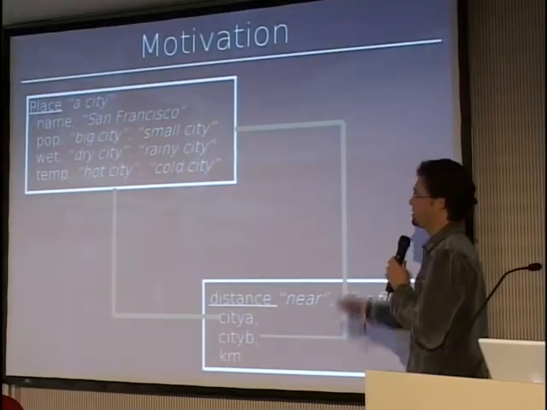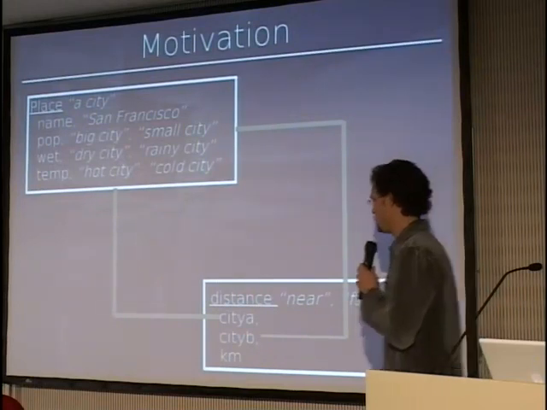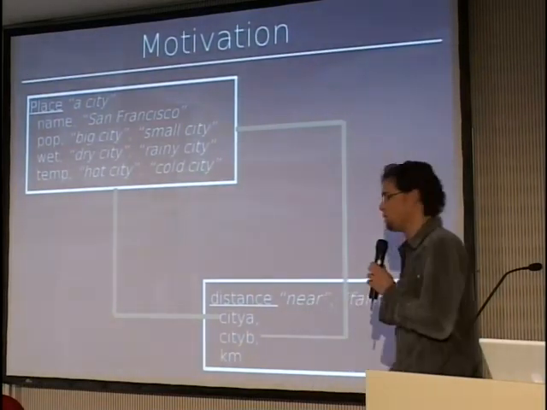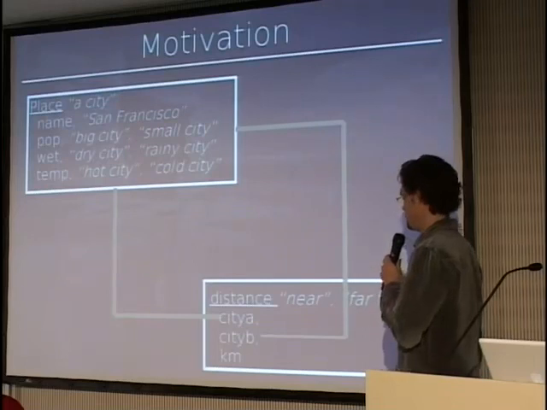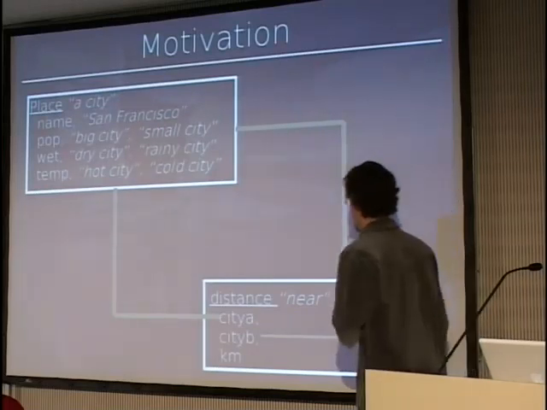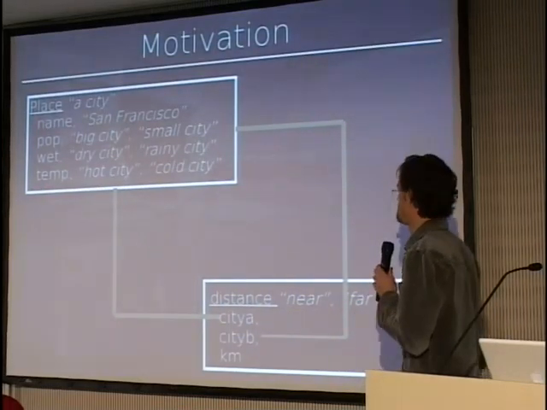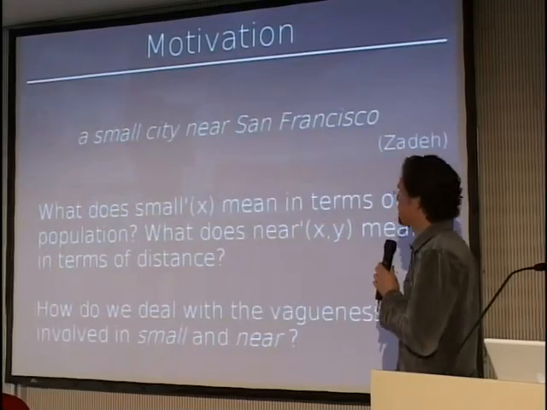For example, you can have the distance between two places, so an attribute of that will be the number of kilometers between those two cities, and then you use words like near and far from, so I'm interested in a city near San Francisco. Stuff like that.